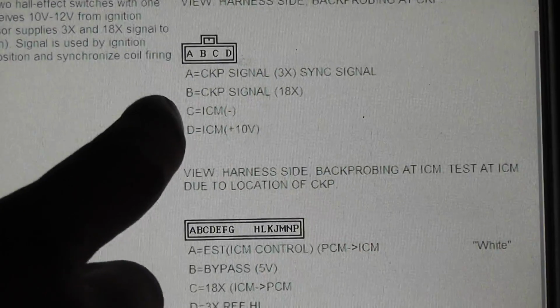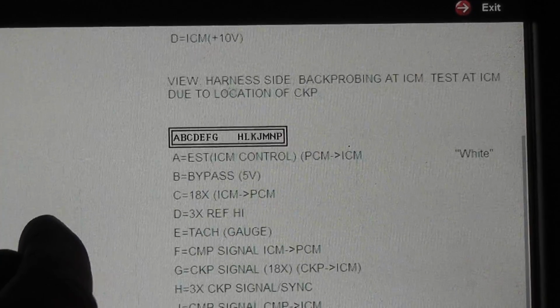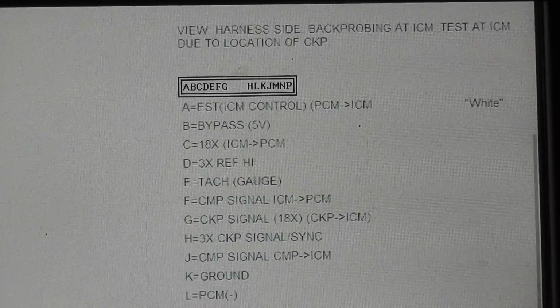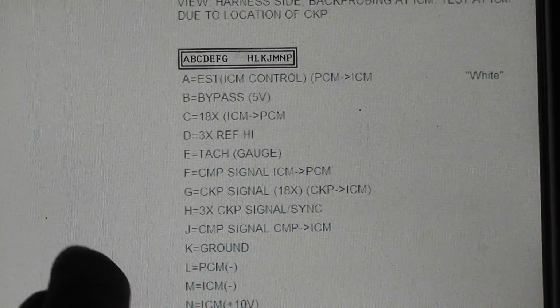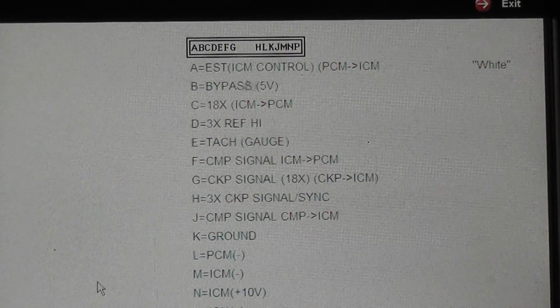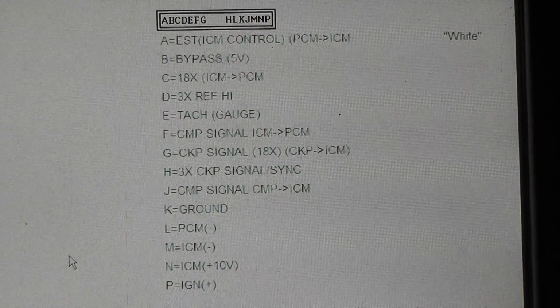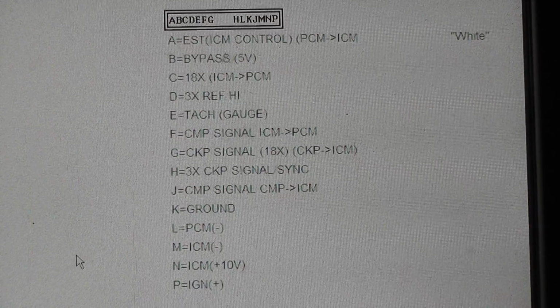And then the sensor ground, which is ICM negative: look at your module connector, look for ICM negative, it's right next to that. It's pin M, which is right next to pin N, so that's the third one from the left. So we're going to put our T-pins on the second one to the left and the third one to the left to check power and ground to this crank sensor.